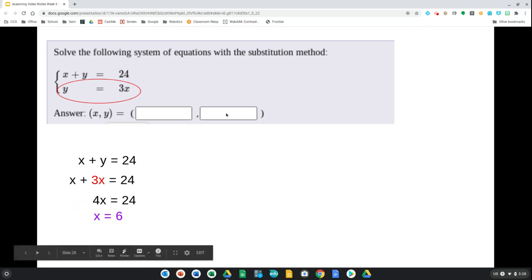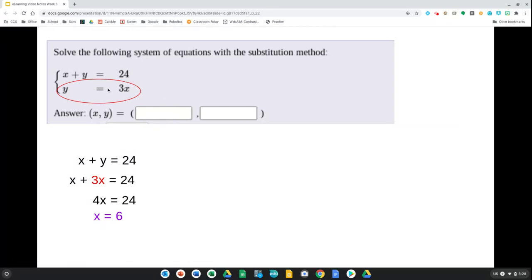We need to have two boxes here. The first box is the x, so we're going to put a 6 in that first box. We still have to figure out the second box, and that's where we go back to this equation we have circled up here.